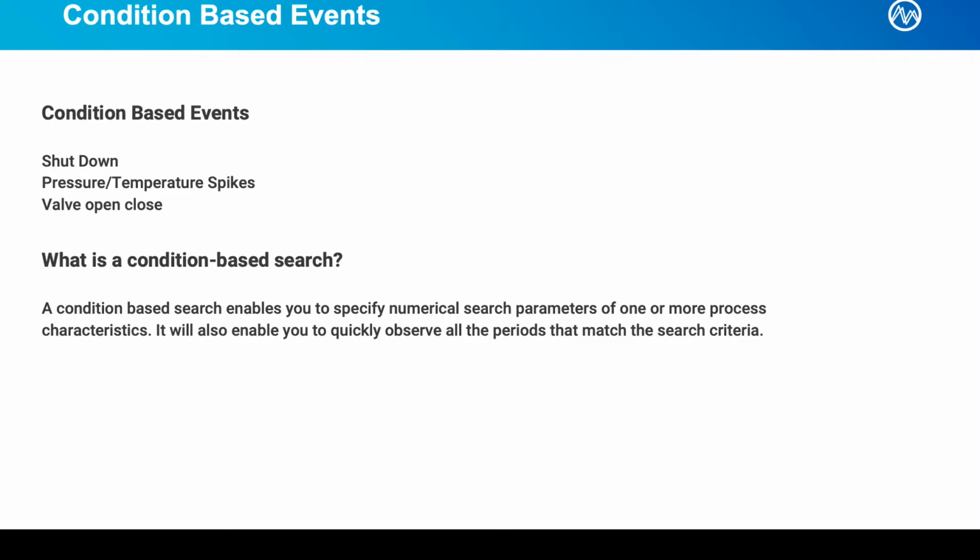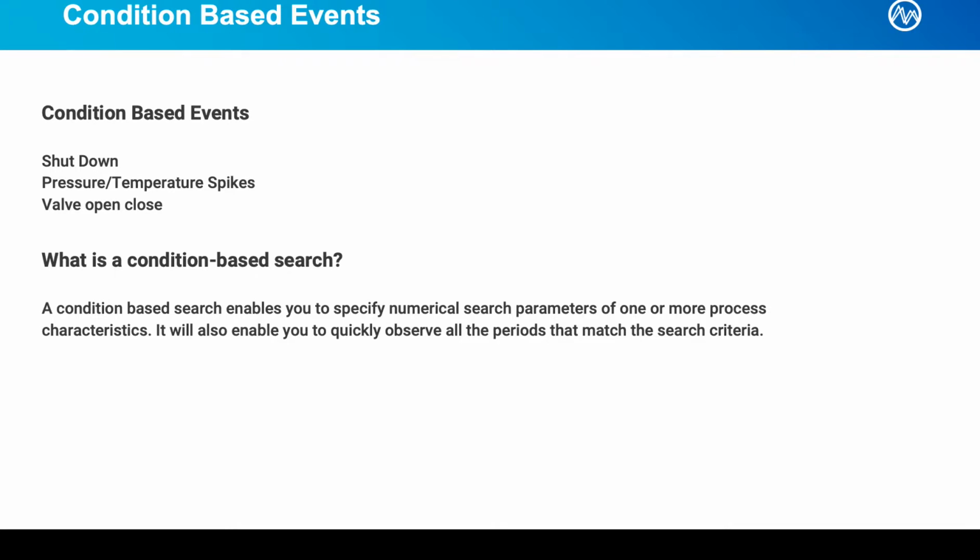So what are condition-based events? In the manufacturing industry, some common condition-based events are shutdown of equipment, pressure or temperature spike, valve close or open, state change. So these are some condition-based events. And in Trend Miner, we have condition-based search that will help you rapidly identify and visualize periods in the history of the process during which events like shutdown, spike, or anomalies occurred.